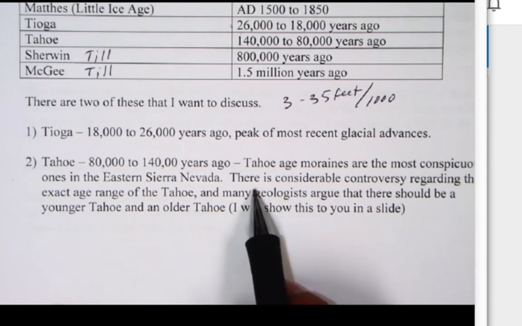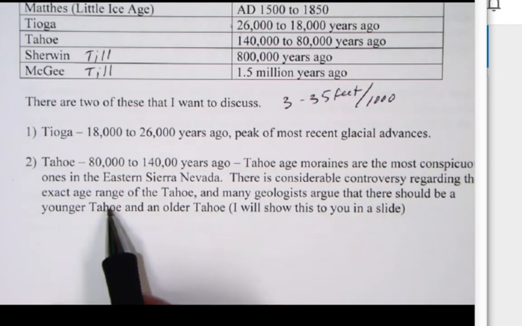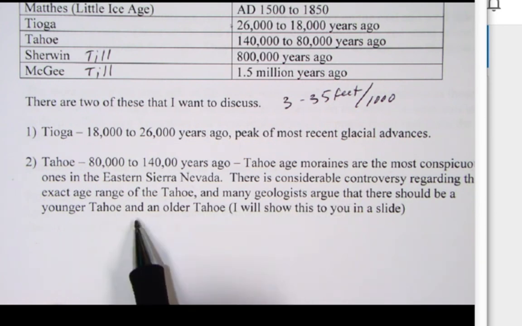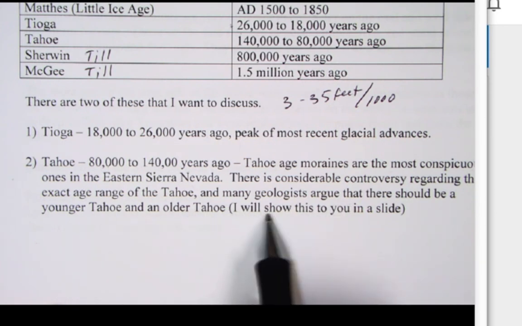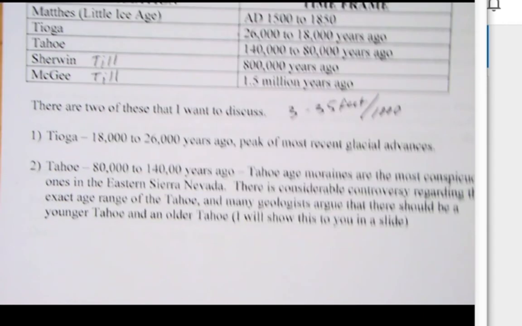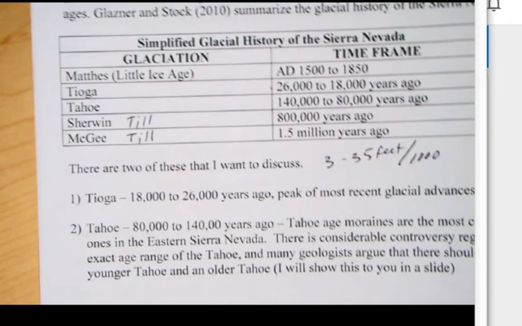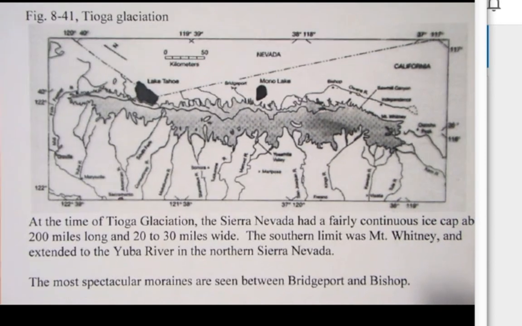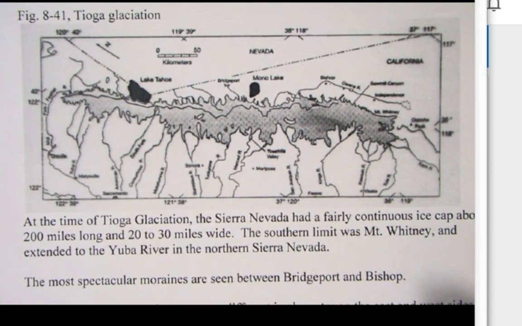So there is considerable controversy regarding the exact age of the Tahoe, and many geologists argue that there should be a younger and an older Tahoe. And on the PowerPoint slide, I'll show you the evidence for that. But anyhow, those are two. Just note that this Tahoe is the most conspicuous along the eastern Sierra Nevada. One question you may have is why, since the glaciers probably occurred, and they did. They occurred not only on the east side, but also on the west side of the Sierra Nevada.